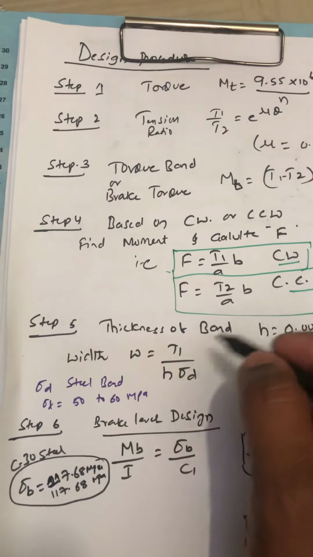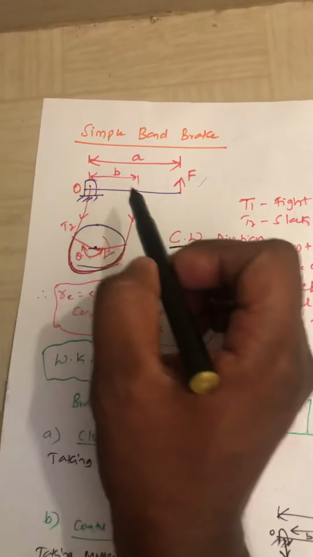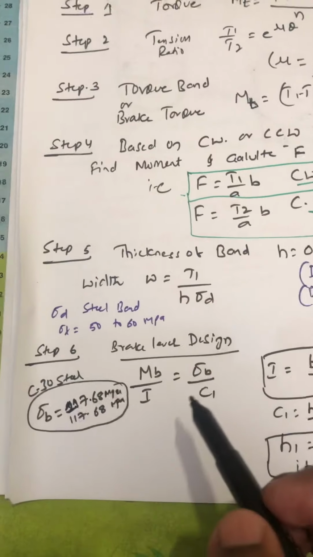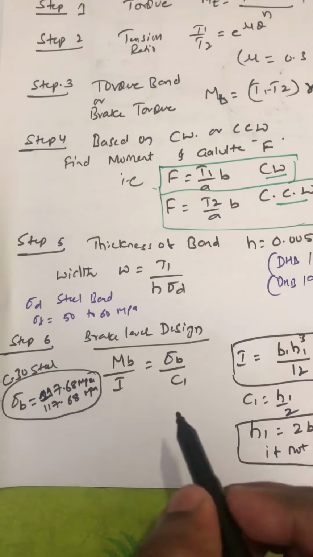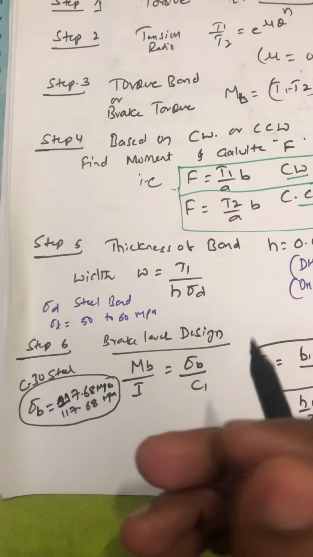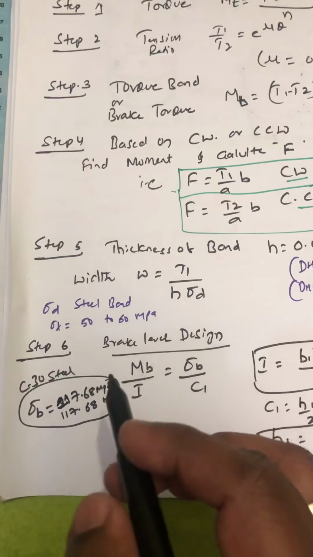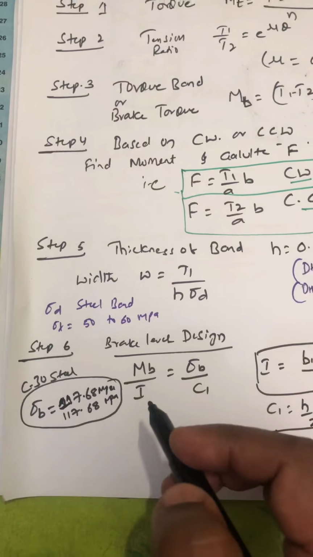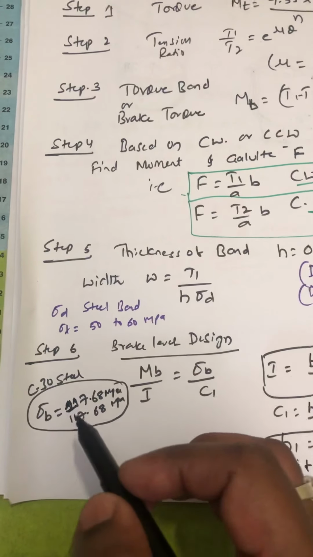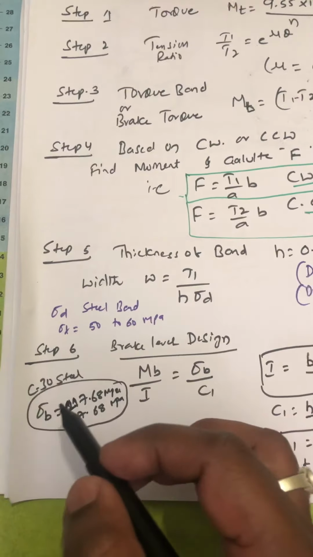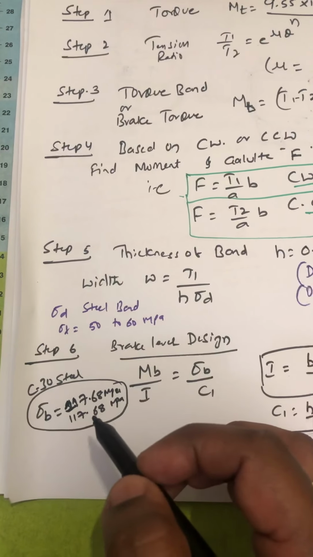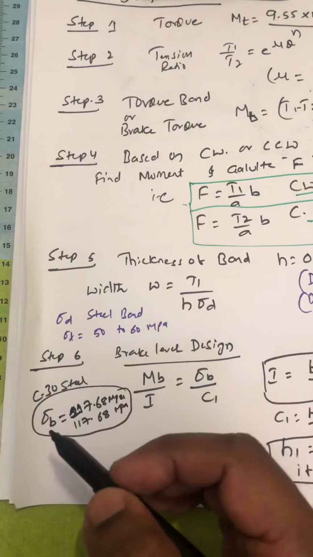Next, brake lever design. All these things are related to force and moment. When we come to step 6, that is the brake lever. Lever means this line. Because the lever is a straight line kind of thing, we'll consider it as a small beam. This is a well-known formula: MB by I is equal to sigma B by C. We'll take the value for C30, because the lever is made of C30 steel. So we get 117.68 MPa. This is a standard value from the data handbook.